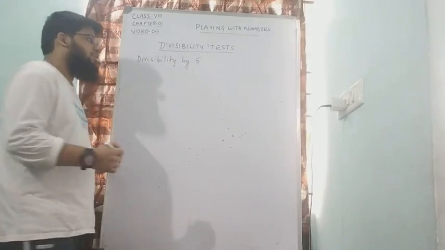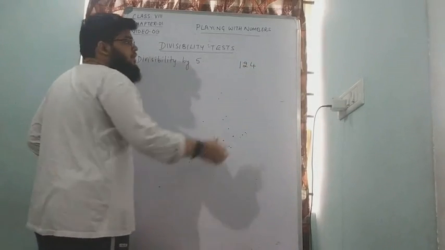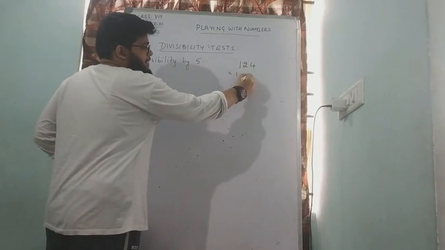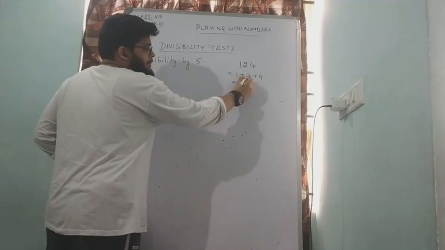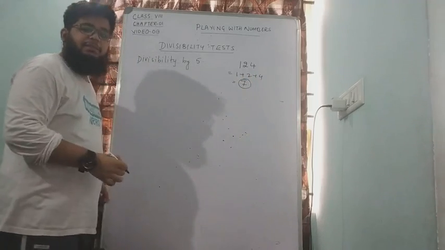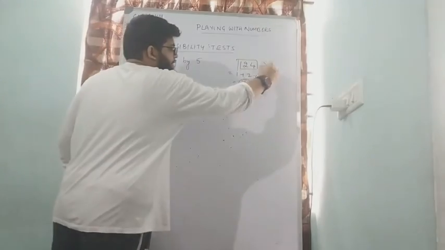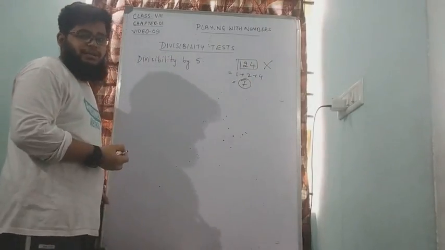We'll discuss one small example. If I have a number like 124, and if I add 1 plus 2 plus 4, 1 plus 2 is 3, 3 plus 4 is 7. So do we get 7 in the table of 3? Definitely not. That means 124 is not a multiple of 3.